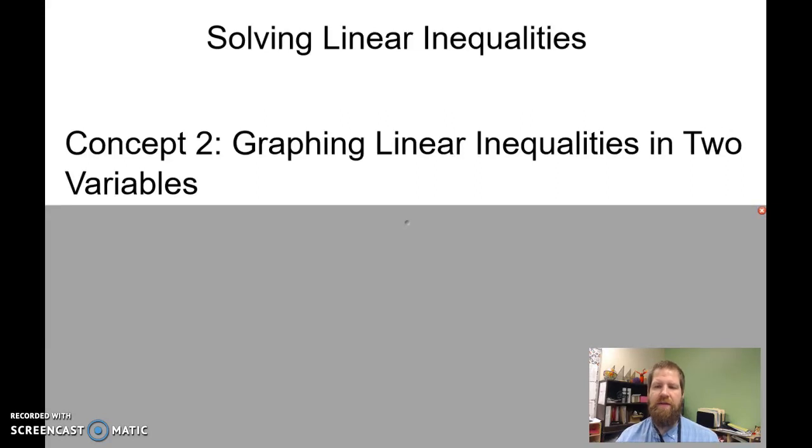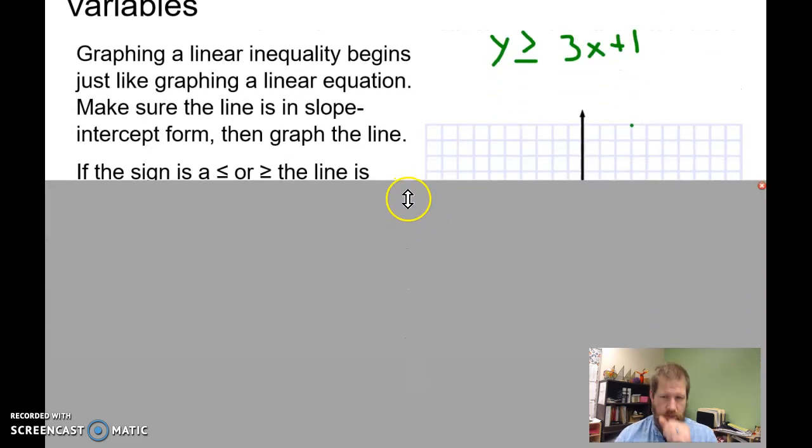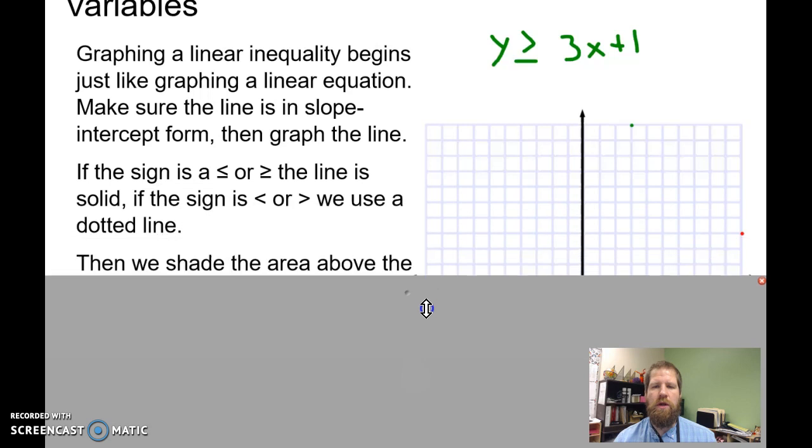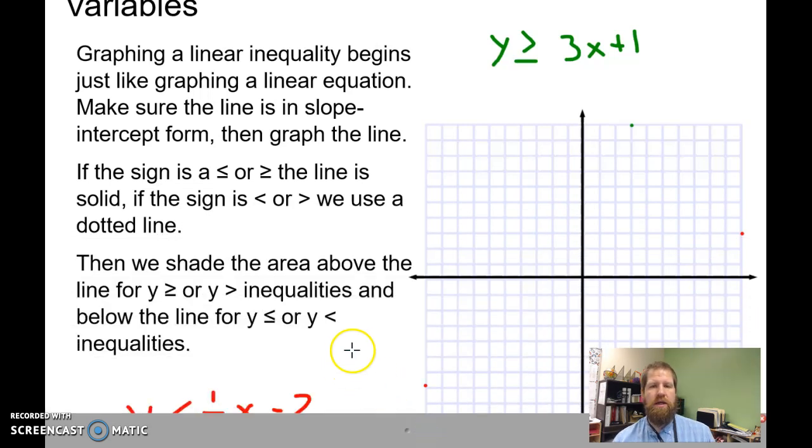Concept 2, graphing linear inequalities in two variables. So we have figured out how to determine if some ordered pair is a solution to a linear inequality. Now we're going to look at how to graph them. It's very similar to graphing a linear equation, but there's a couple of differences.